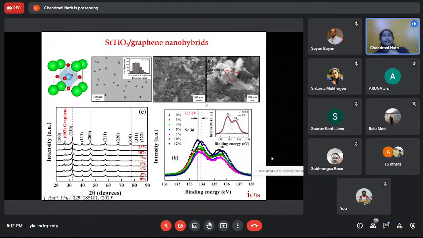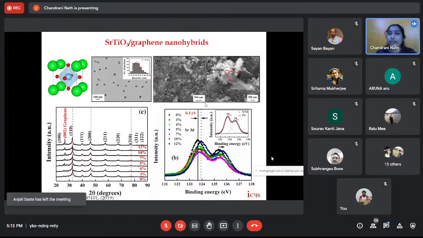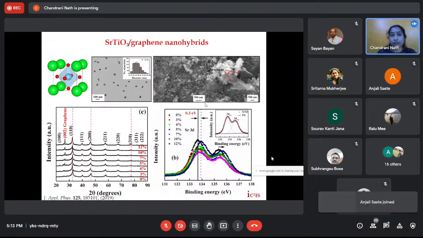So coming to my study, I have studied a hybrid system with strontium titanate as the oxide and graphene. My main idea: since strontium titanate has a very low conductivity, close to 10⁻⁶ Siemens per centimeter, I wanted to improve its electrical conductivity, using graphene as a filler, as well as to decrease the phonon part of the thermal conductivity.